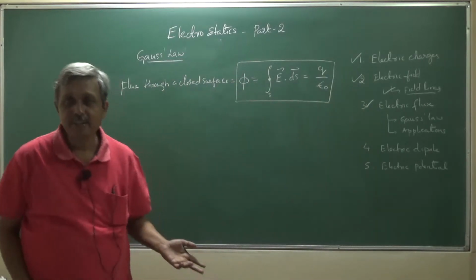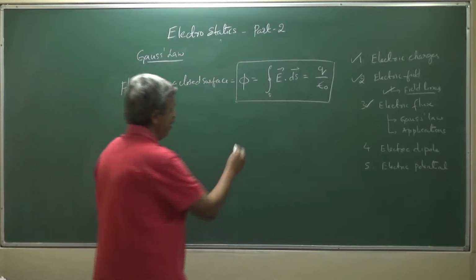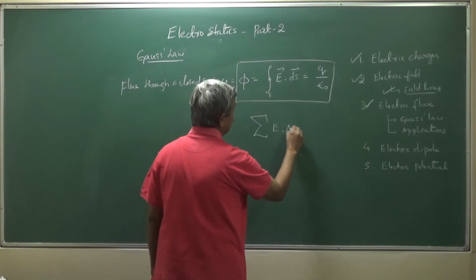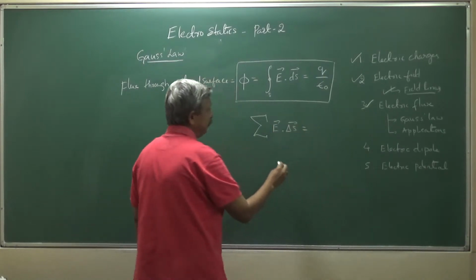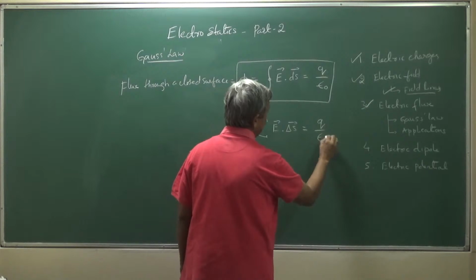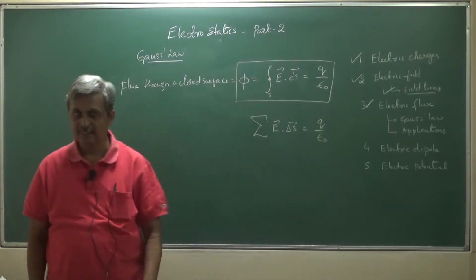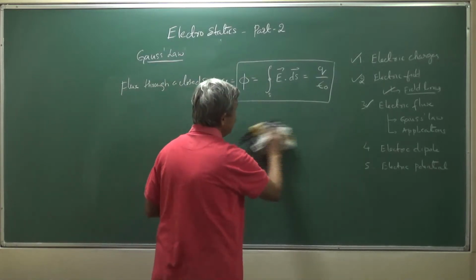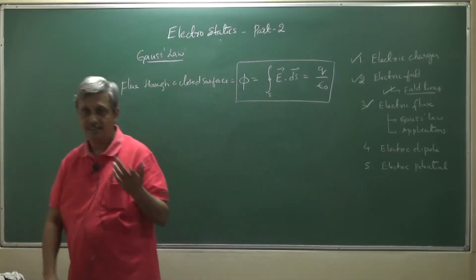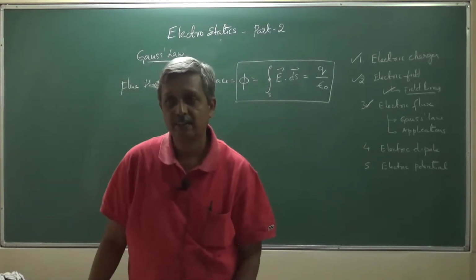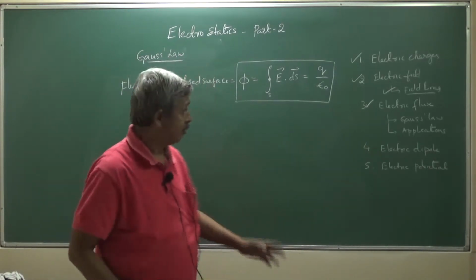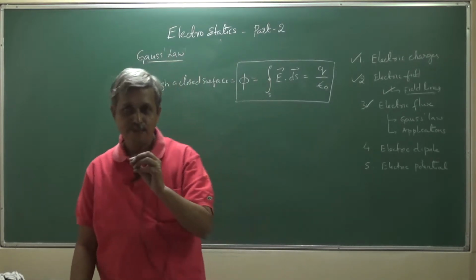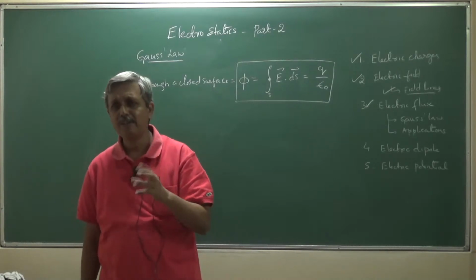You can write it basically in the form of sigma. We can say sigma of E dot delta S equal to q by epsilon. You can write like this. Anyway, the important point to understand is the meaning of this. How can this be simplified? What is the meaning of E dot dS is equal to q by epsilon? So I will give you some simple examples. Then this law will become very clear.